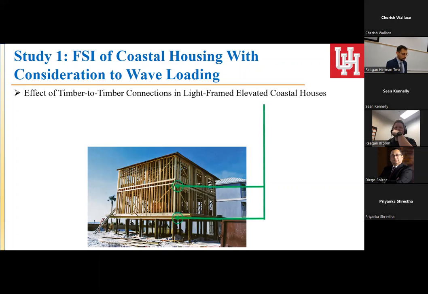The first one is the effect of timber connections in light framed elevated coastal houses: how moment resisting timber connections versus conventional screw type connections may affect the response under wave loading. And secondly, we want to study how flexible timber pile foundations play into this role, how foundation flexibility and different soil properties might affect the response of the whole structure under hurricane loads.